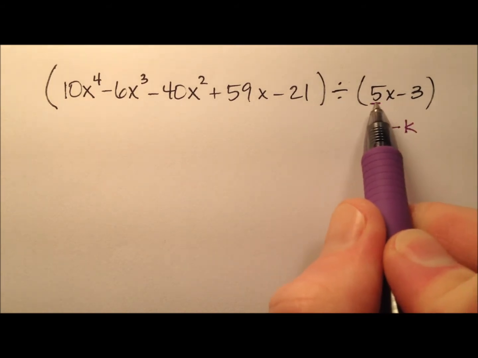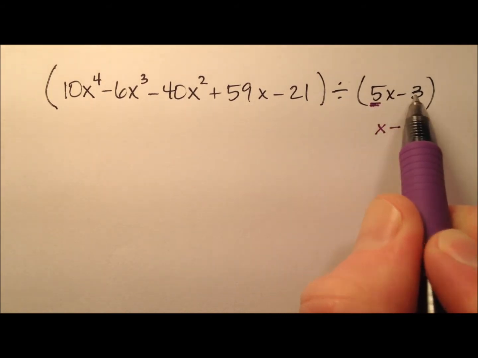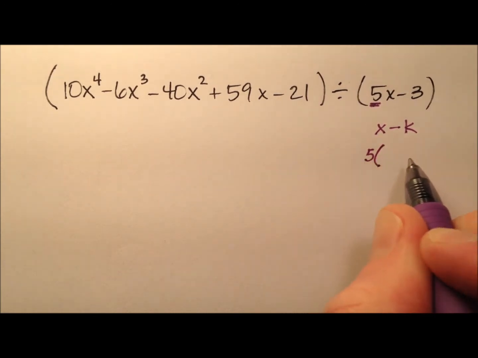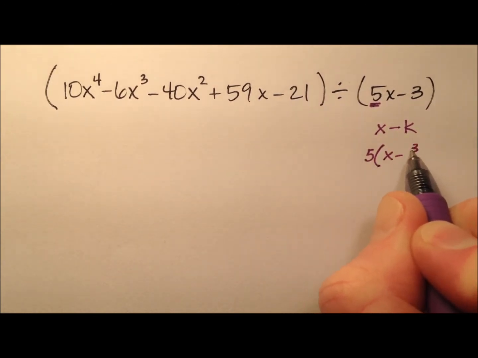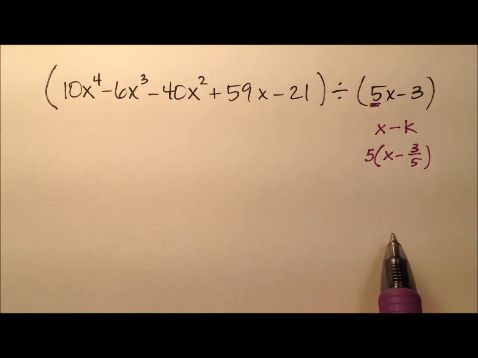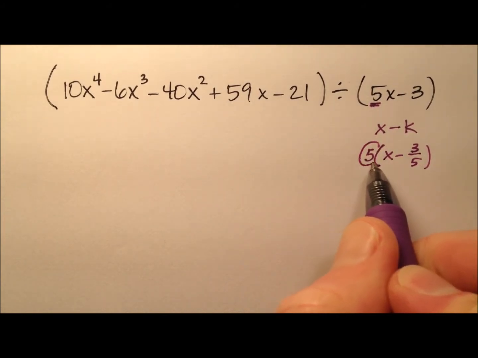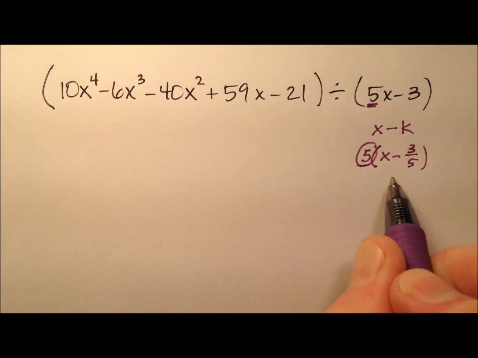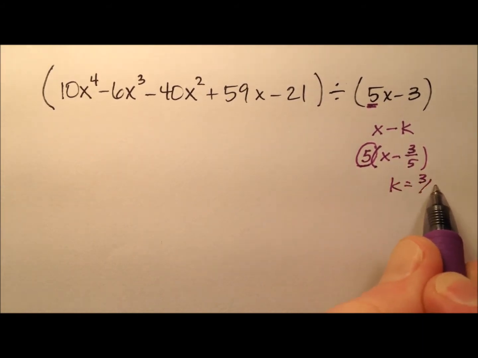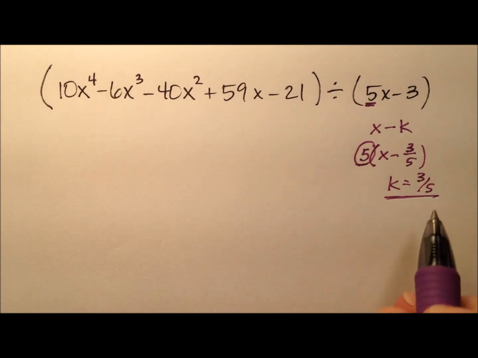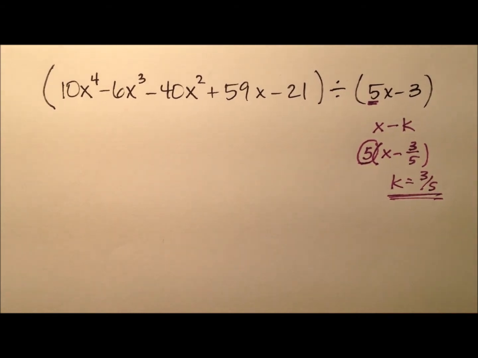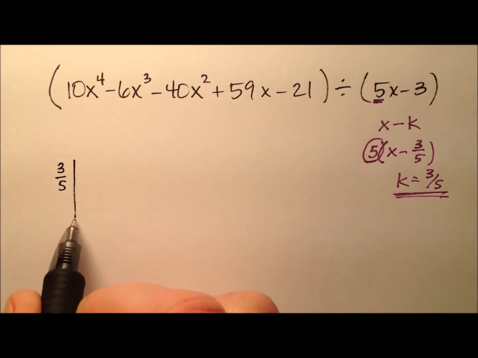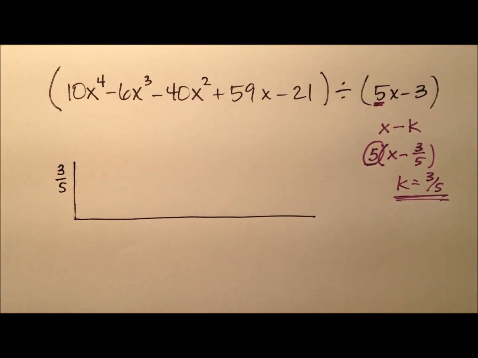So what I'm going to do is go ahead and factor this 5 out of both of these terms. So this divisor becomes 5 times x minus 3/5. If I ignore this 5 for a while, and I'll come back to it at the end, I have x minus 3/5, which means my value for k is 3/5. Okay, so let's write that 3/5 out front here and do my synthetic division algorithm.